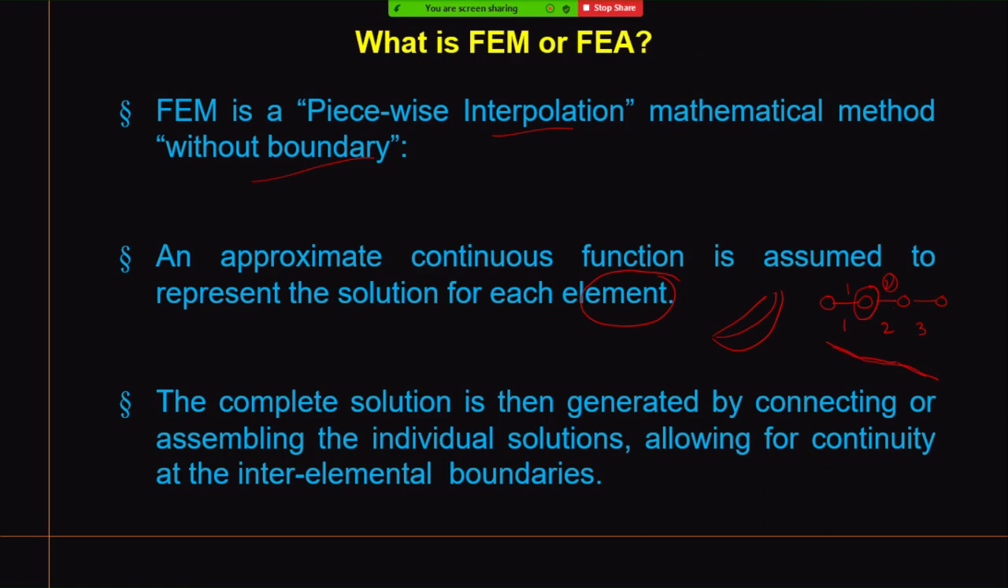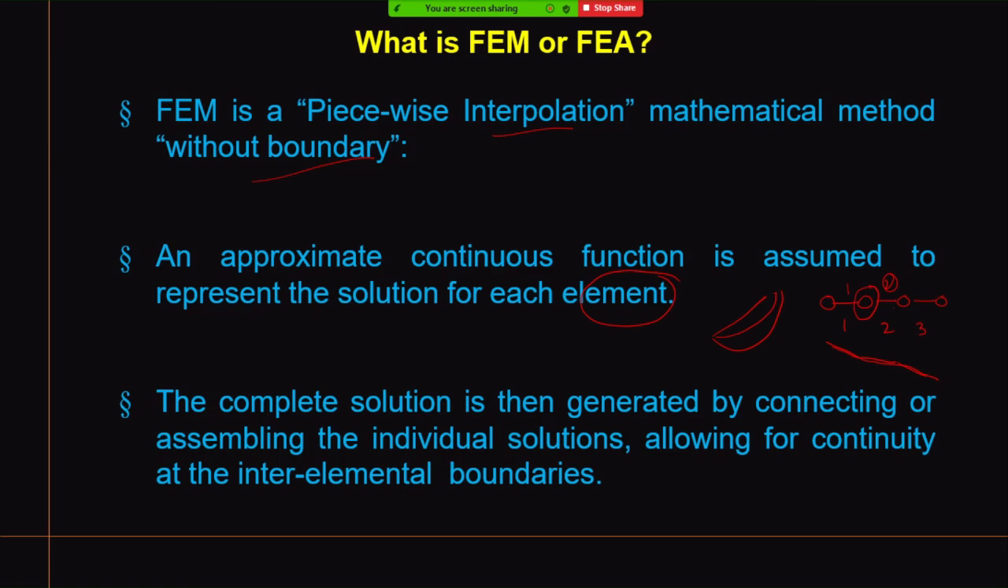That type of continuity. If I am ensuring displacement continuity over this particular point, then it is called a C0 type of continuity. If I am ensuring slope continuity, then it is called a C1 type of continuity. And if I am going for a higher order continuity like curvature, then it is called a CT type of continuity.